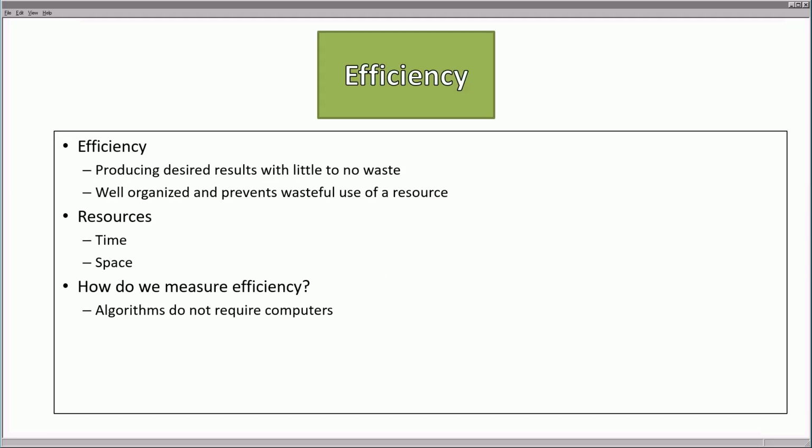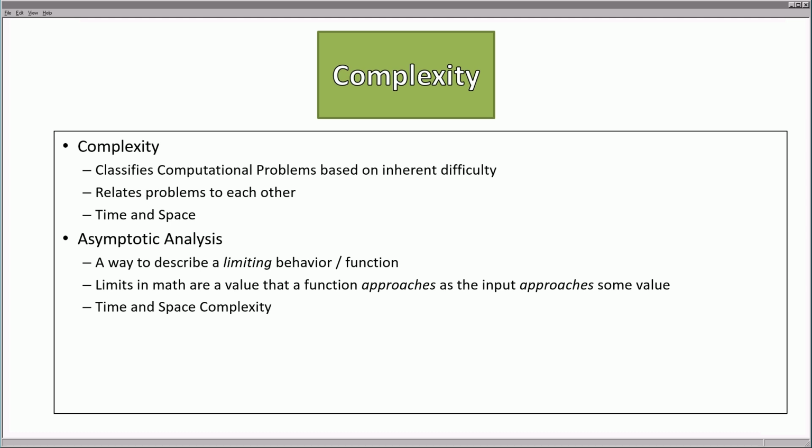In a previous lecture, we started discussing efficiency, which is producing some desired results with little or no waste. The type of efficiency we were looking at was time and space. And we also looked at how we can start measuring efficiency. We then moved on to the concept of complexity, and this is a way that we can classify computational problems based on their difficulty. Now, in order to measure the complexity, we introduce asymptotic analysis, and this is a way that we can describe the limiting behavior of some sort of function.